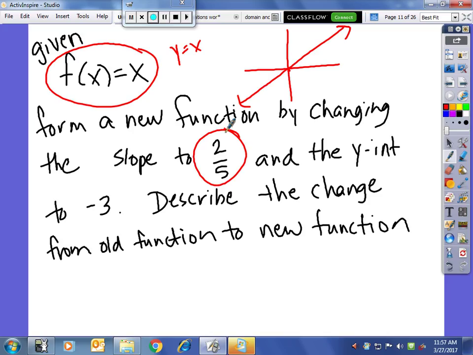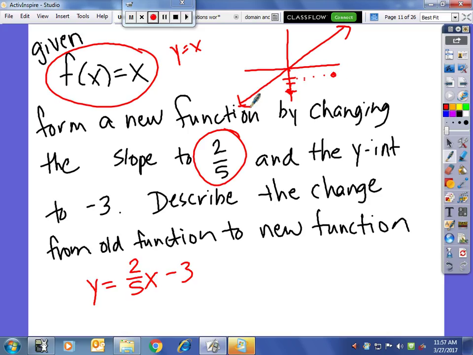Now, we're going to come along and make the slope 2/5. So it's not going to be y equals 1x anymore. It's going to be y equals 2/5 x. And we're also going to change the y-intercept from 0 to -3. So the y-intercept's going to move down here. And then the slope's going to be up 2, and over 1, 2, 3, 4, 5.